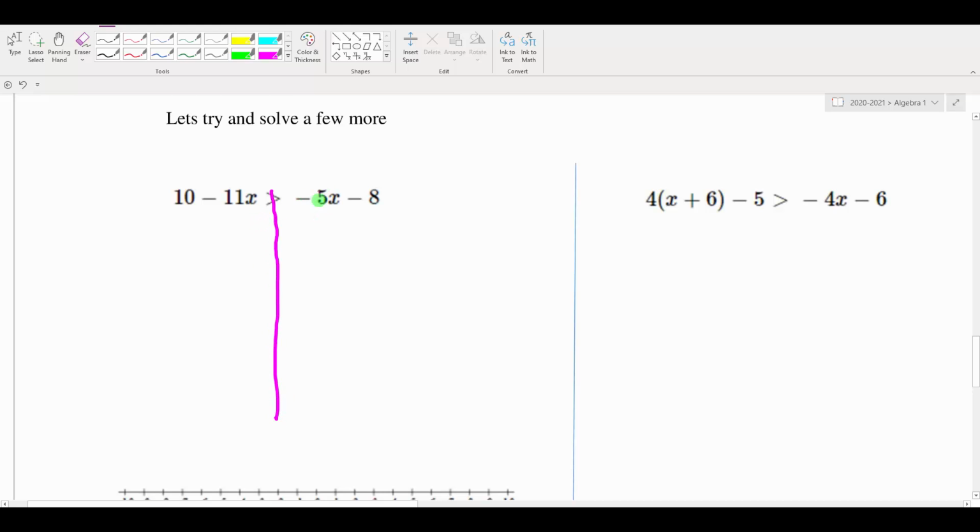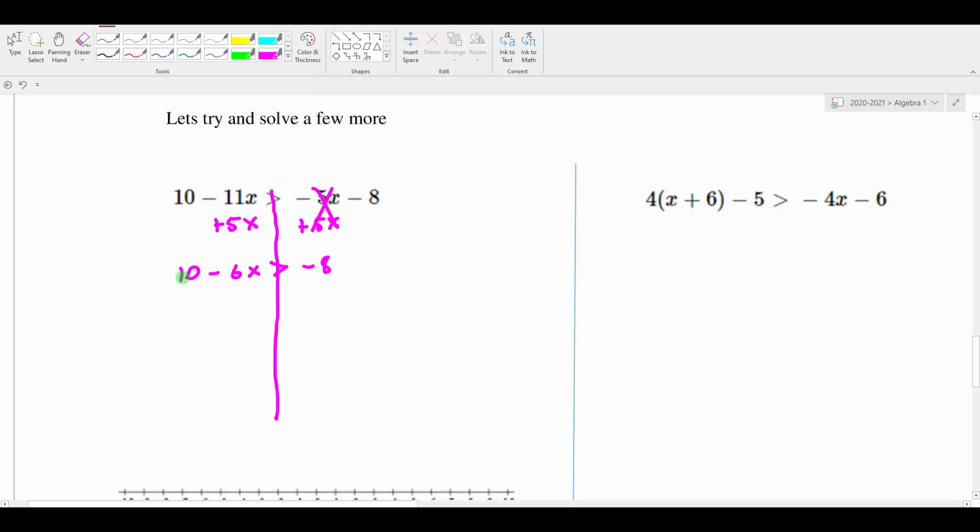Okay. So I'm going to start by moving the -5x. So the opposite of -5x is a positive 5x. So I'll add 5x to both sides. Right, working left to right, we get 10. -11 plus 5 is -6x. It's a greater than symbol right now. These cancel, and we get -8 over here.